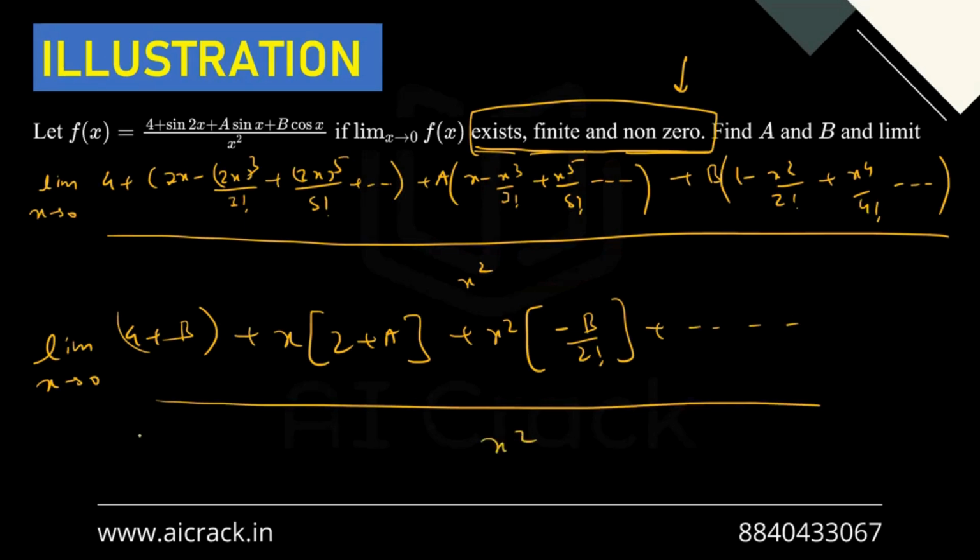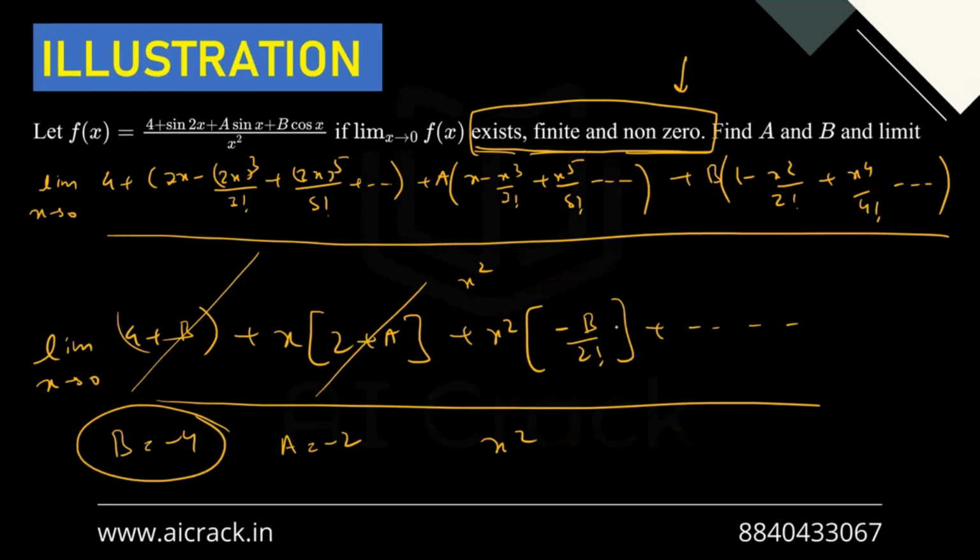Now for this limit to exist, this term should be 0, this term should be 0, right? And this should not be 0 definitely. Based on that, we'll be getting b equals to minus 4 and a equals to minus 2. When b equals to minus 4, this coefficient would become 2. This coefficient would become minus b by 2 factorial, that is 2, right? Now this should be the limit because this is not existing, this is not existing, and higher degree terms are 0. So we have limit as minus b by 2 factorial, that is 2. So this is the limit answer.